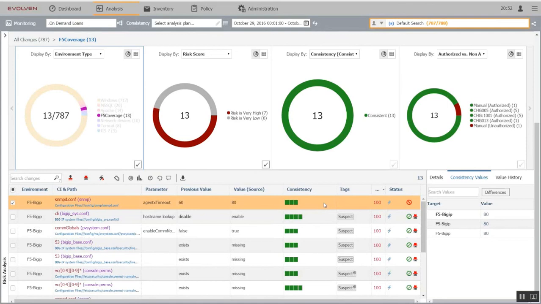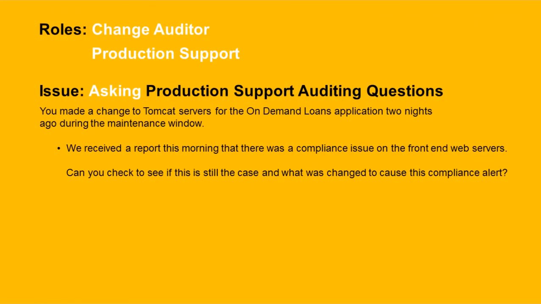Now, the last thing that the auditors wanted to look at was a policy breach that they got an alert on. So let's take a look at that real quick. As you can see here, the auditors asked for a quick look at the alert that they got from a compliance alert. So let's take a look and see what's going on.